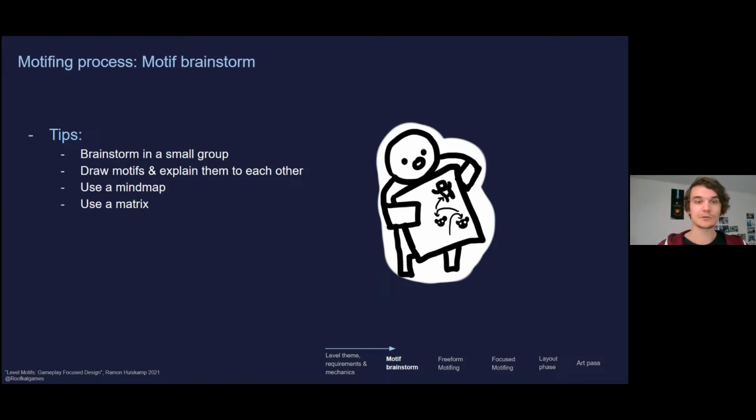Then you can also use a mind map or a matrix to figure out all the different kinds of mechanic combinations, all the interesting dynamics that the players could interact with within this level. And that can help you out if you want to be super thorough, or if you're not immediately inspired, you don't necessarily come up with ideas right away. This can be very helpful to either get that started or be super thorough and come up with all of the dynamics that theoretically could exist within this level, and then use those for your motif ideas.